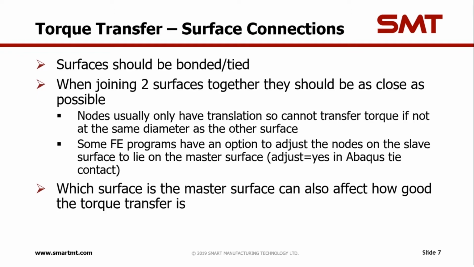Some FE programs, when you're creating those connections, have an option to adjust the nodes on the slave surface to lie on the master surface, and you should always turn that on, because that will get rid of some of that problem. Another thing that can affect this is which surface is the master surface. You usually get an option of which surface is the master and which one is the slave. Sometimes if you swap those round, you'll get a better result. So that's another thing you can try.